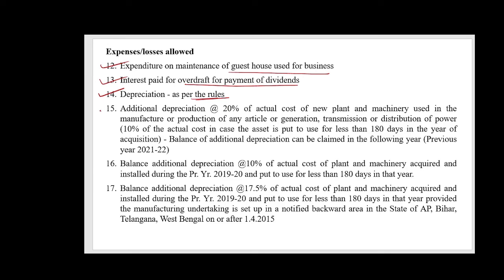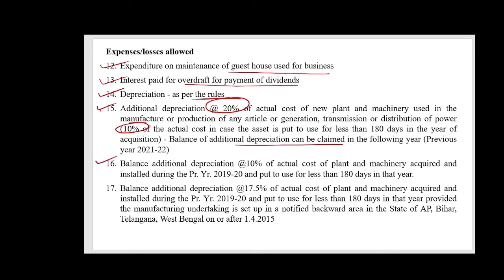We already spoke about this additional depreciation. So additional depreciation at the rate of 20% of actual cost of new plant and machinery used in the manufacture or production of any article or generation, transmission or distribution of power is allowable expenditure. But 10% of the actual cost in case the asset is put to use for less than 180 days. If it is used for less than 180 days in the previous year, then 50% of it only is allowed. That is, out of 20%, only 10% will be allowed. Okay. The balance additional depreciation can be claimed in the following previous years.